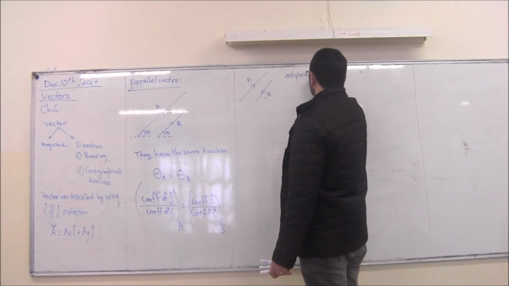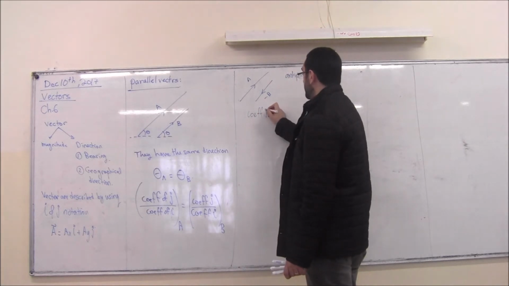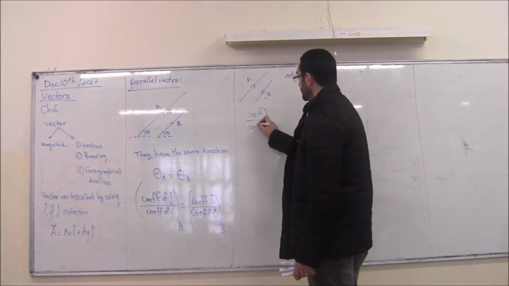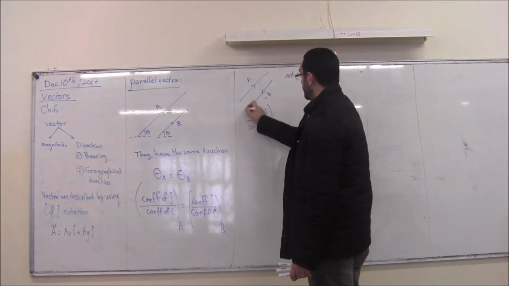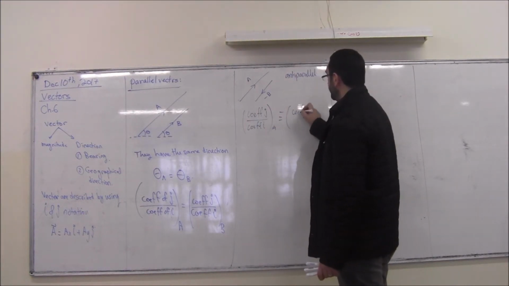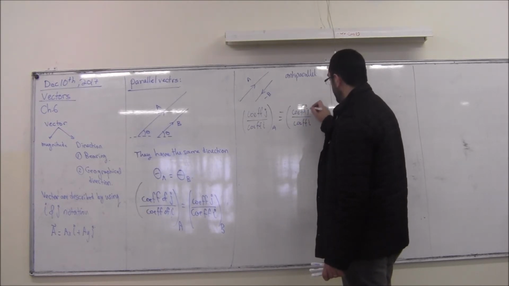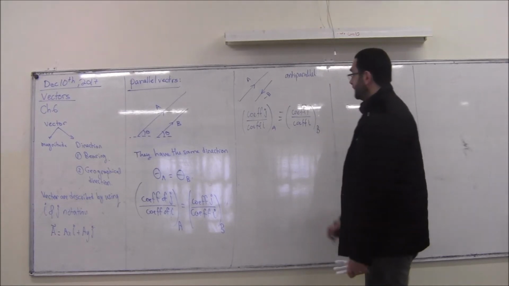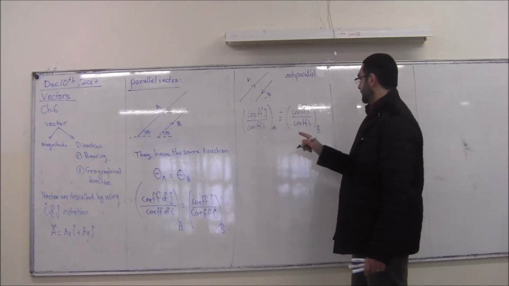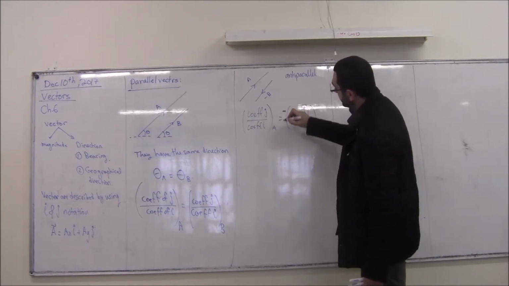Parallel. The coefficient of j over the coefficient of i for A is equivalent to negative coefficient of j over the coefficient of i for B, because it is already negative B here. Okay? This is negative.